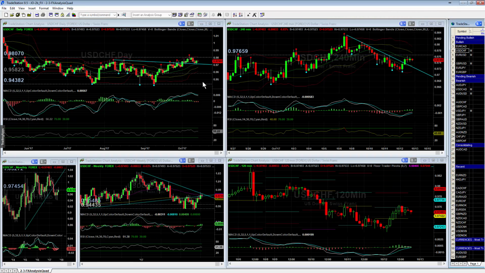For the US dollar Swissy, it's also broken through its resistance here, going through the trend line back through a previous pivot of 0.98070, then retraced back to that broken trend line. So we're going to watch to see if we can go higher.